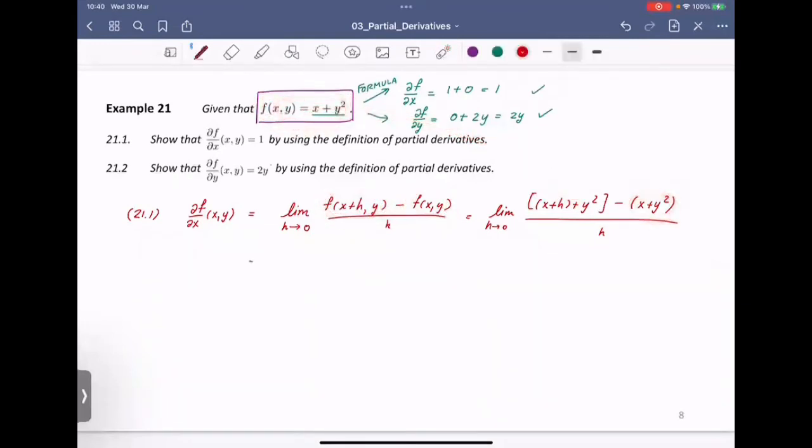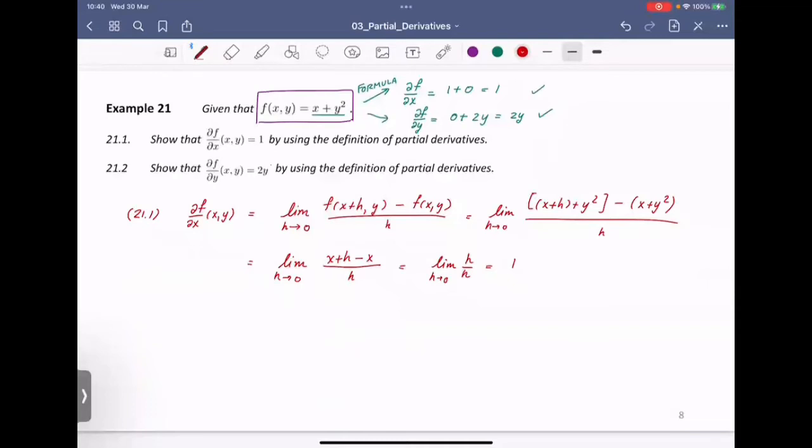And then you simplify the top one. So you're going to get (x+h-x) over h. And then that is the limit of h over h, and that is 1. This is how we use the definition. You can see that using the definition is more complicated because you have to go back to the limit and you have to compute the limit from there.